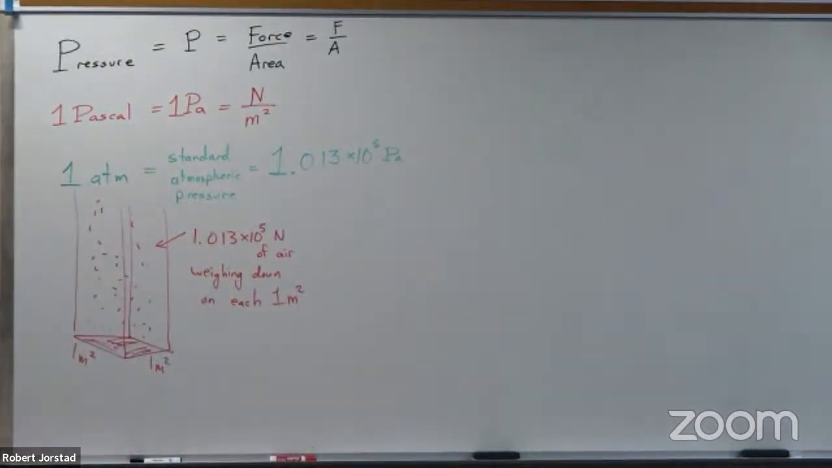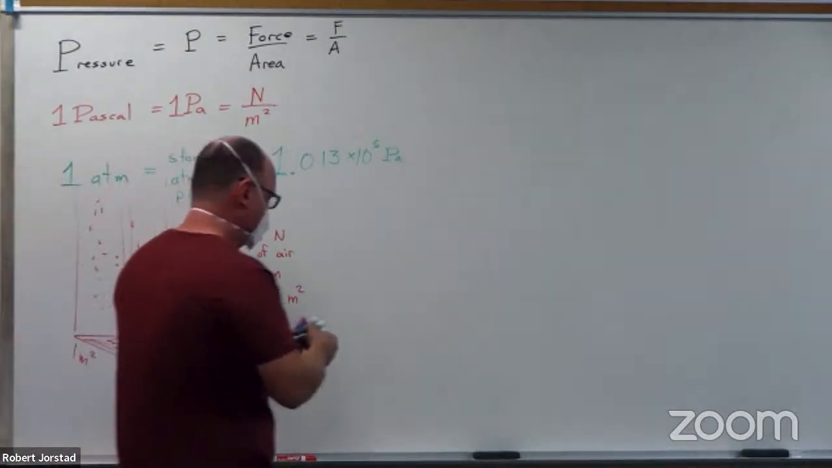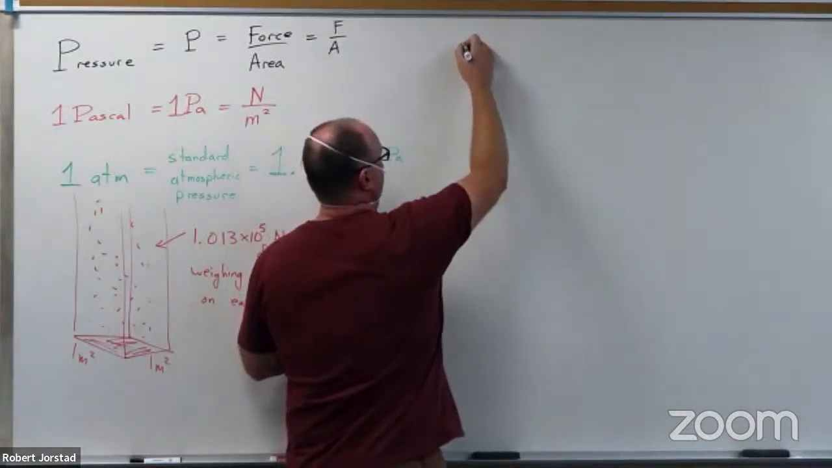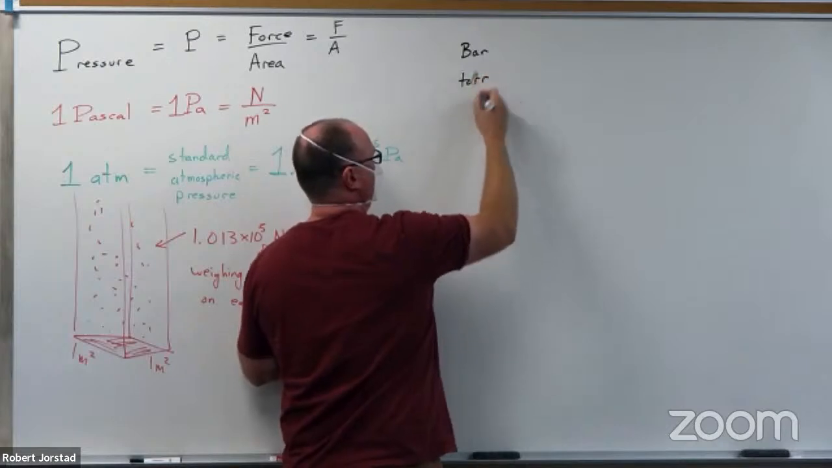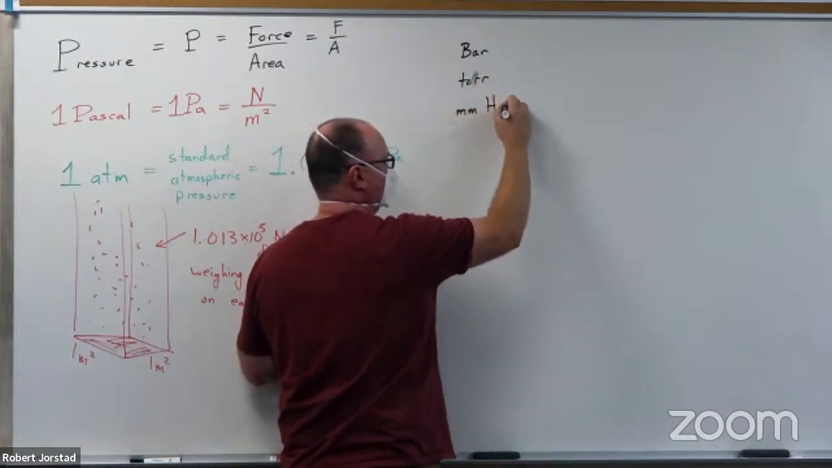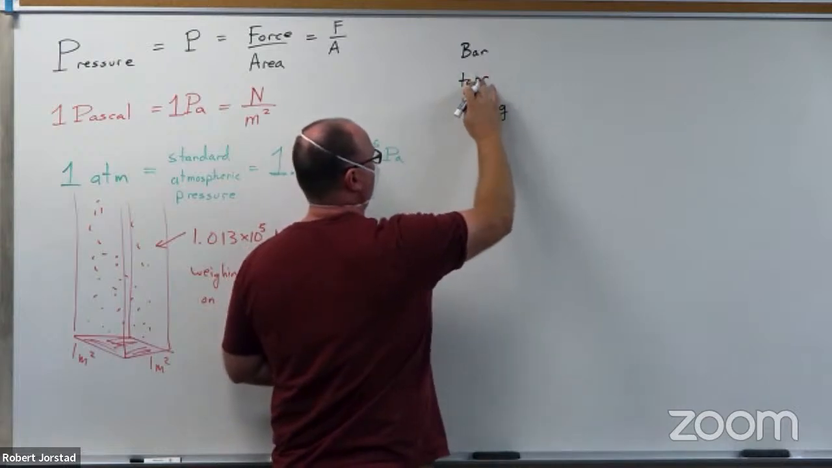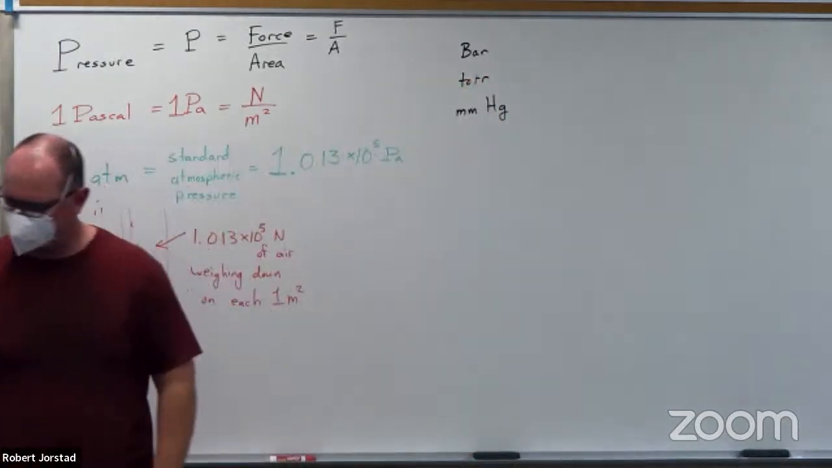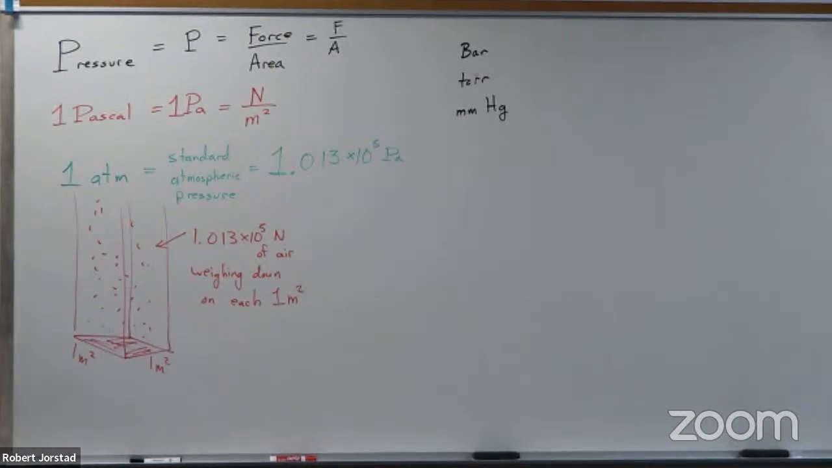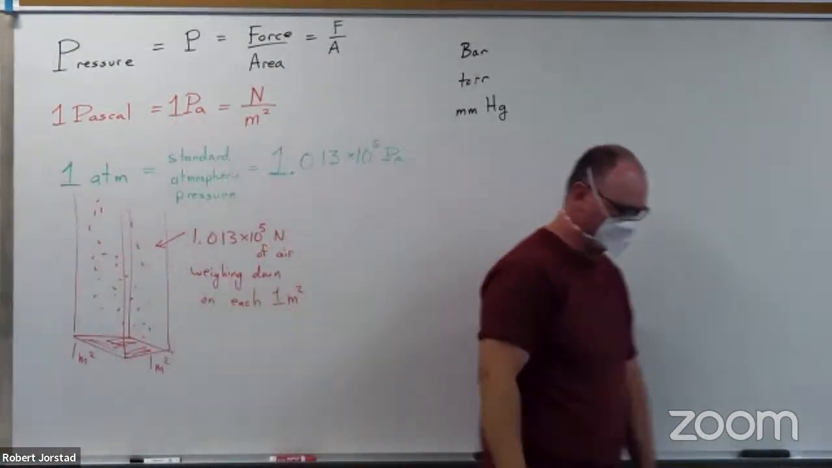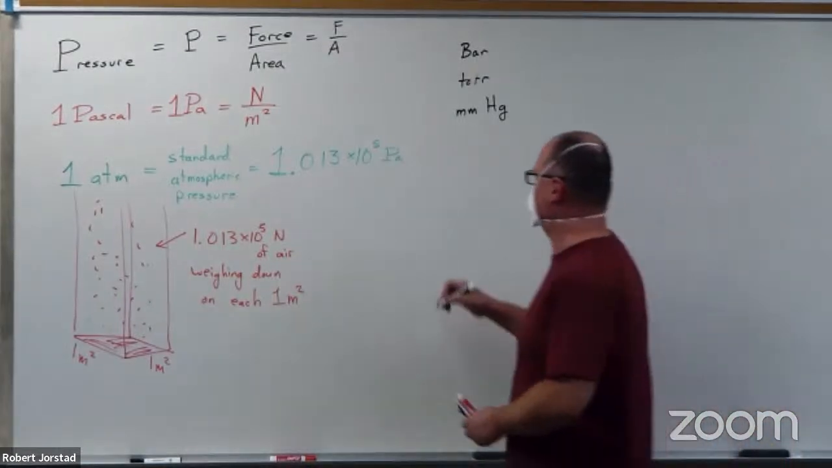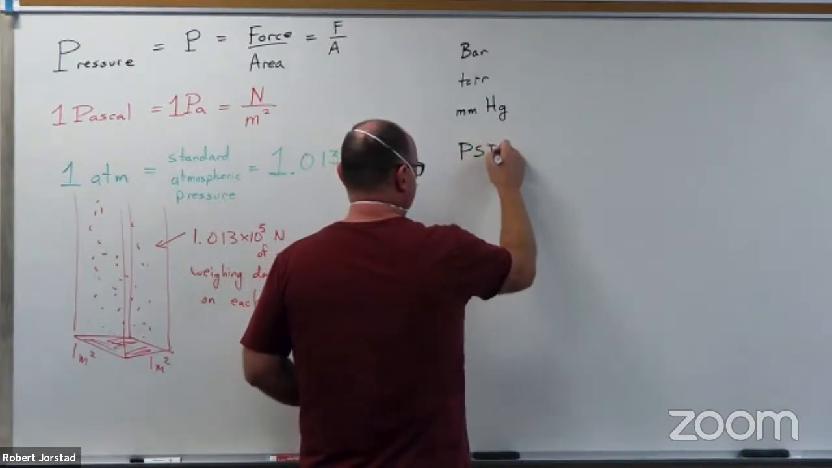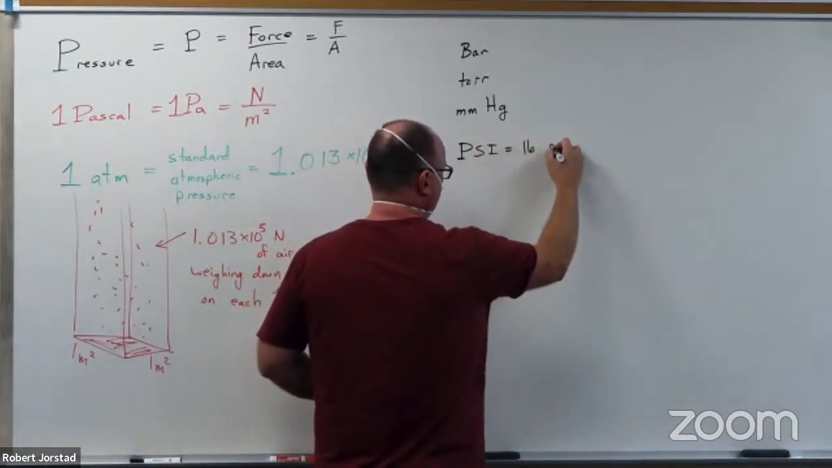What else do I want to say about that? Now, there's a bunch of different units. Maybe you've heard of bar, torr, millimeters of mercury. What's the other famous unit of pressure? These are all units of pressure. You're pumping up a bicycle tire. What's that? PSI. Pound per square inch.